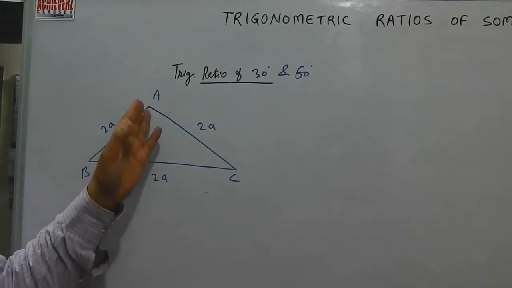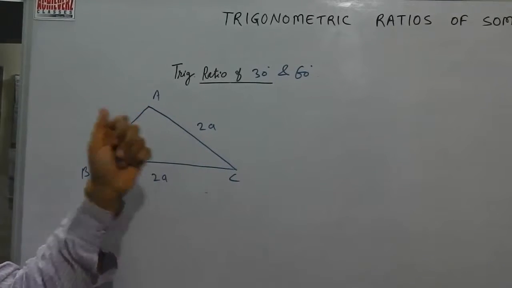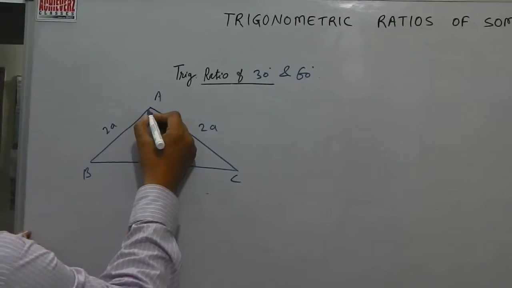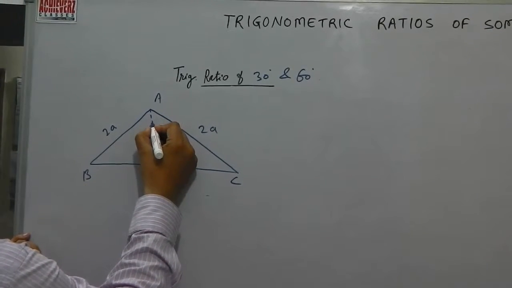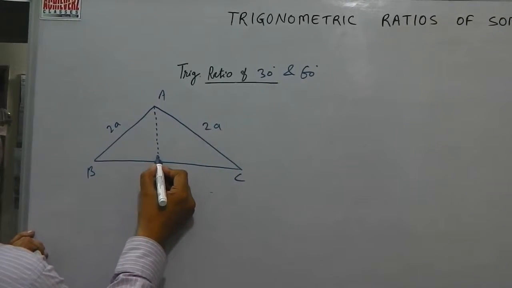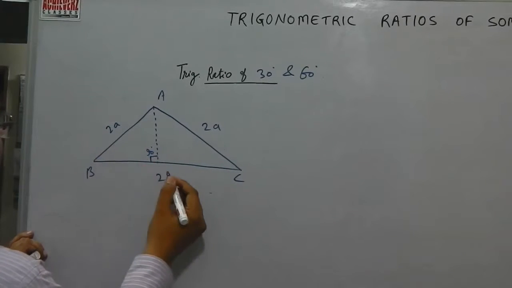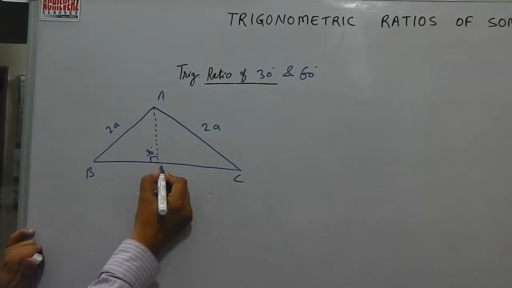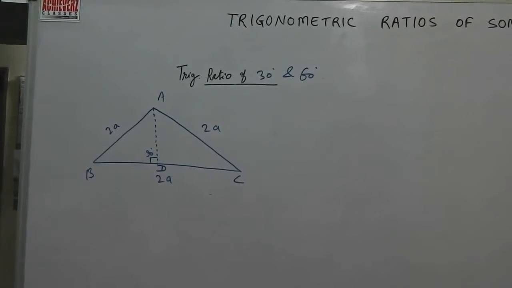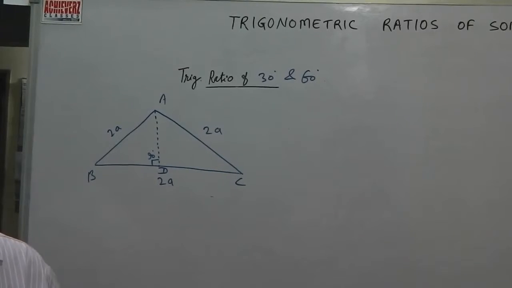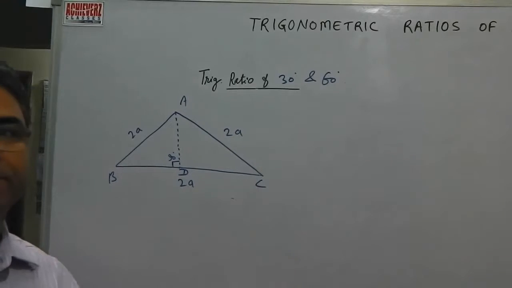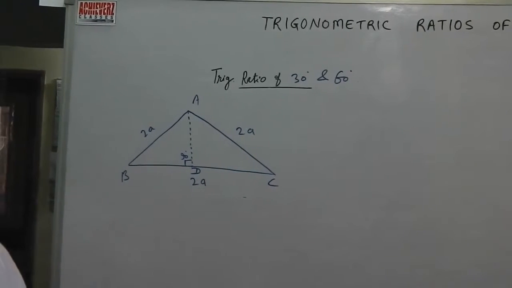Now what to do? Let's draw a perpendicular from this vertex A to this base BC. So this is 90 degree and let's call it point D. Pause this video and think about the length of this side BD and DC. How can we find this?